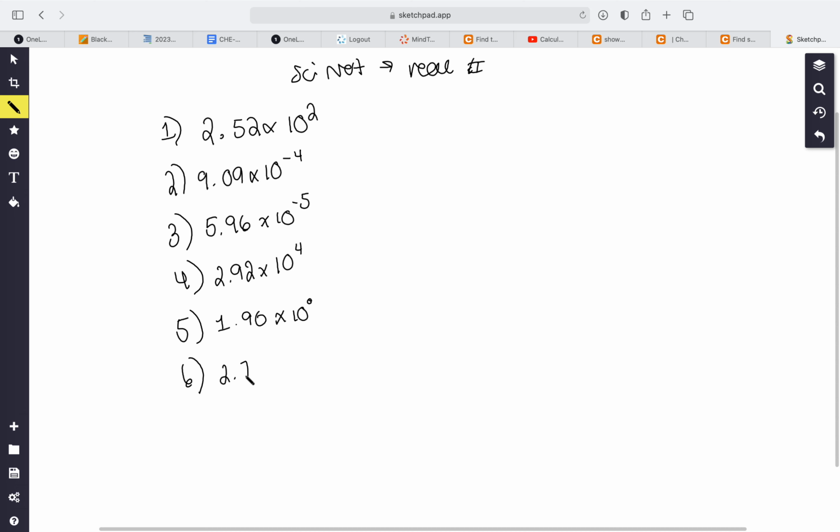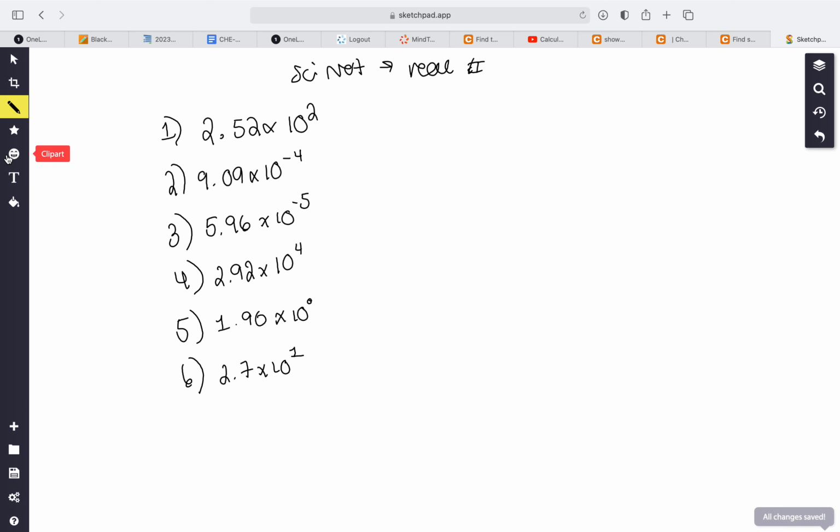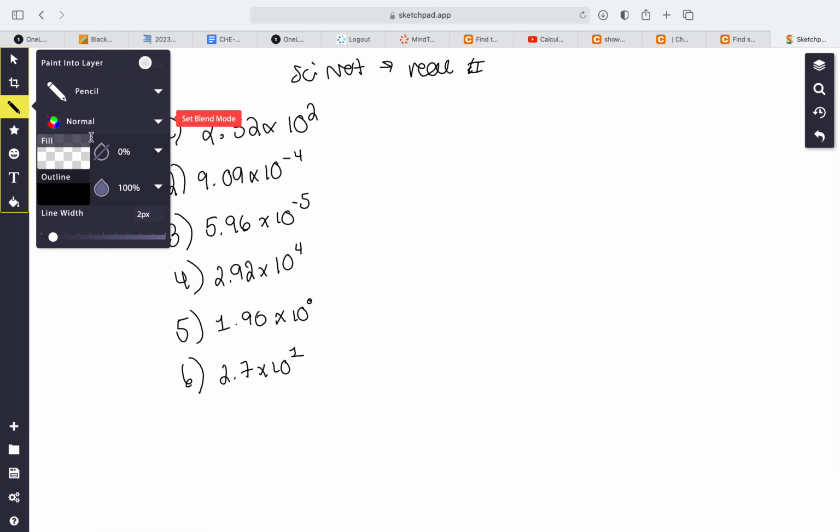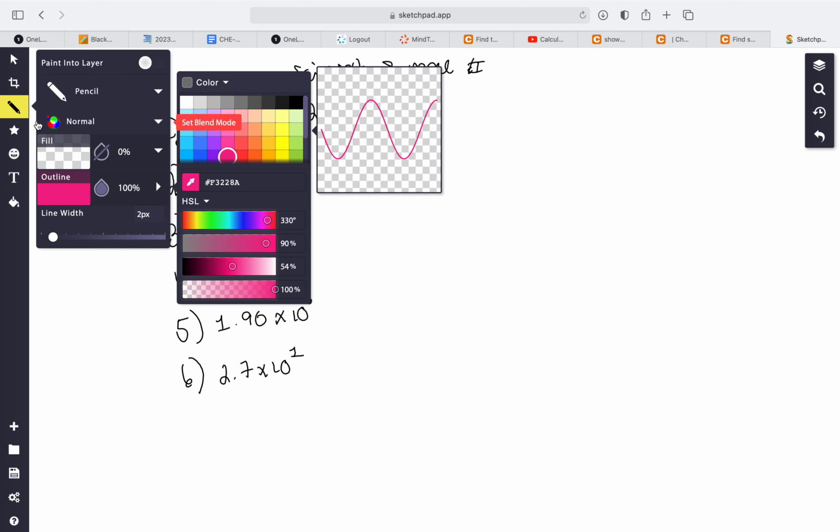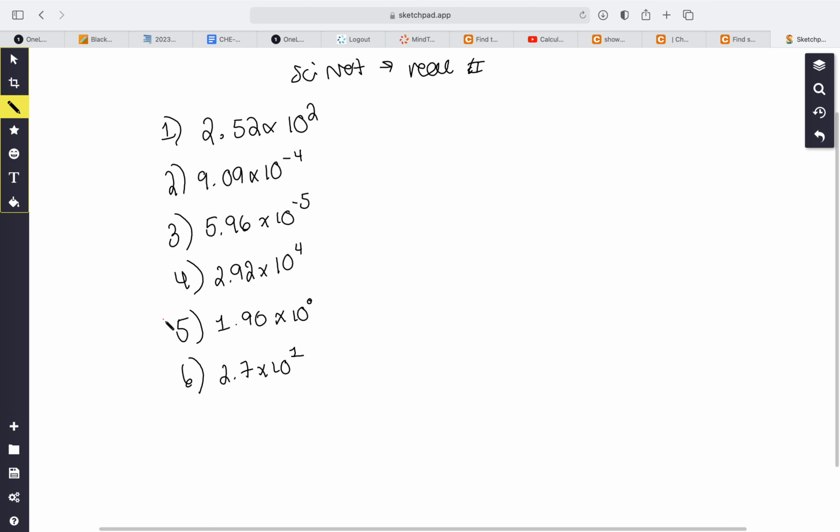So this one's kind of a trick one that I'm throwing in there. See if you guys know what that means. Okay, and then we'll do 2.7 times 10 to the 1. Also throwing in a little bit of a trick one. If you guys would like to pause the video, feel free to do that now, because I'm going to be going over it in 3, 2, 1.